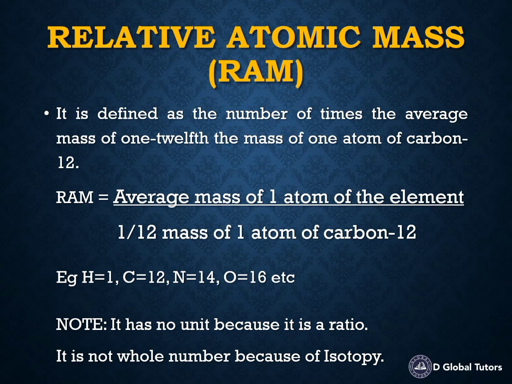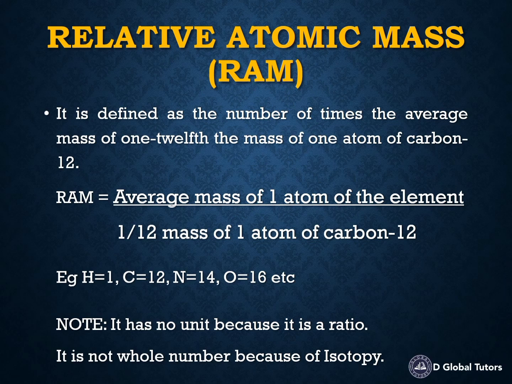But what we're simply saying in a mathematical way is that the relative atomic mass of an element equals the average mass of one atom of the element over 1/12 the mass of one atom of carbon-12 isotope. Example: the relative atomic mass of hydrogen is 1. The relative atomic mass of carbon is 12. The relative atomic mass of nitrogen is 14. The relative atomic mass of oxygen is 16, and so on.